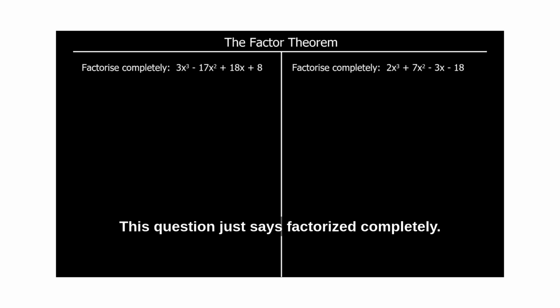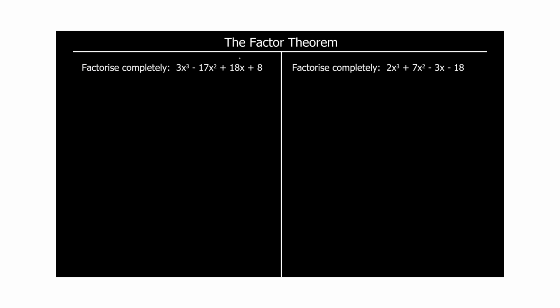This question just says factorize completely. It's given us no clue. It's not saying show something using the factor theorem, but this is an example of where we can use the factor theorem. So we need to find a factor. We need to find something that makes it equal to 0. So we could just try different numbers.